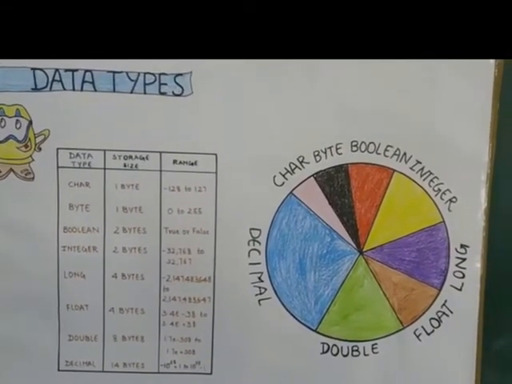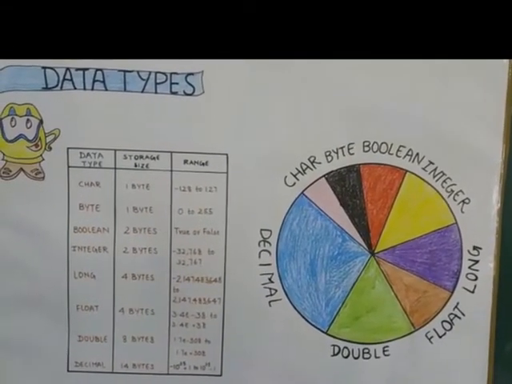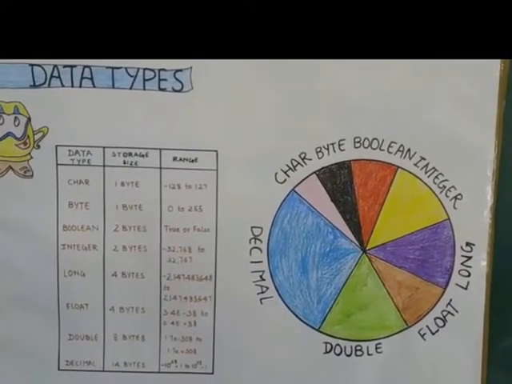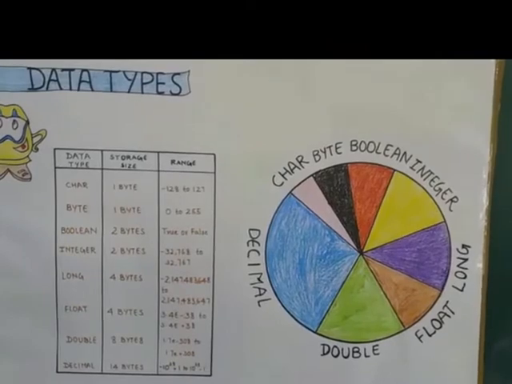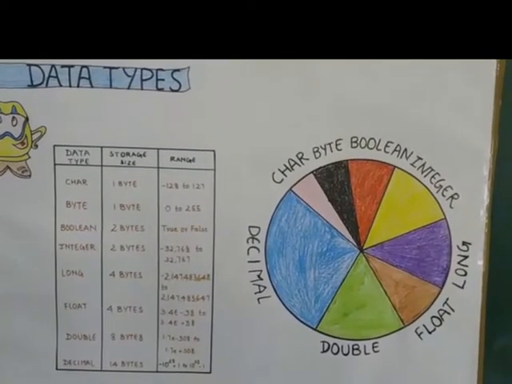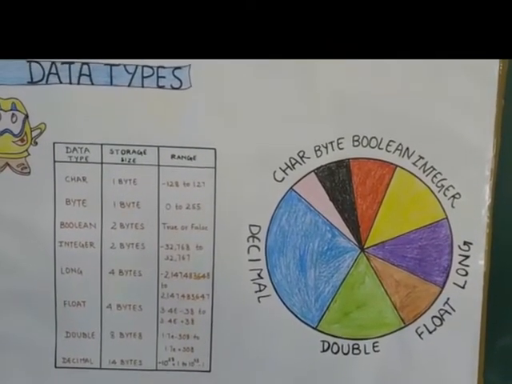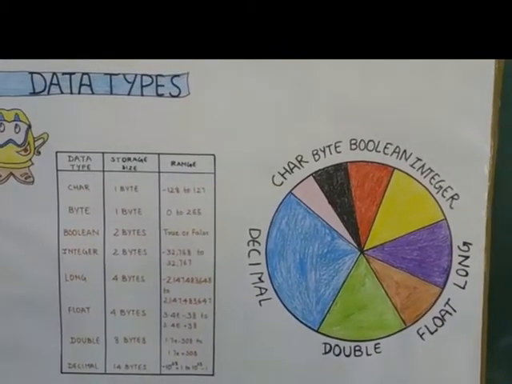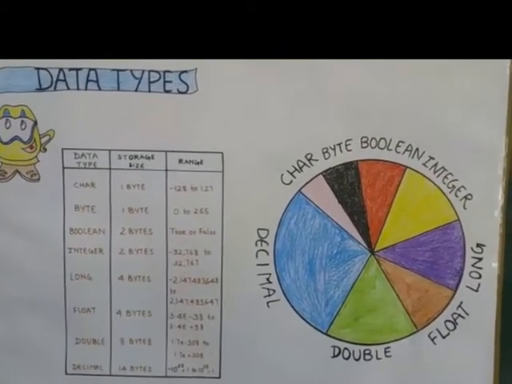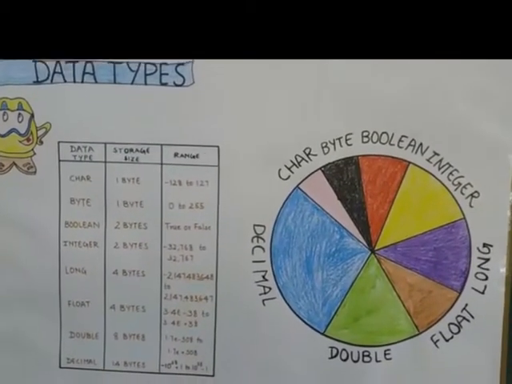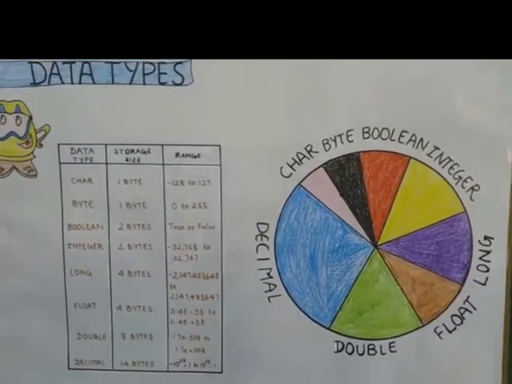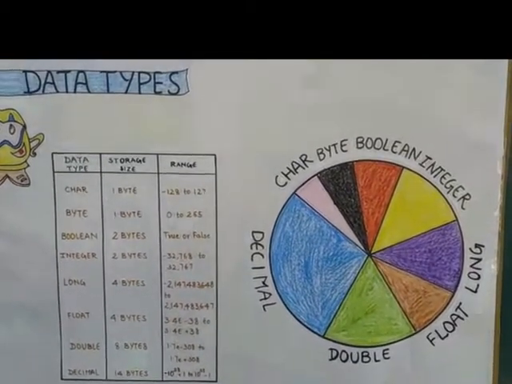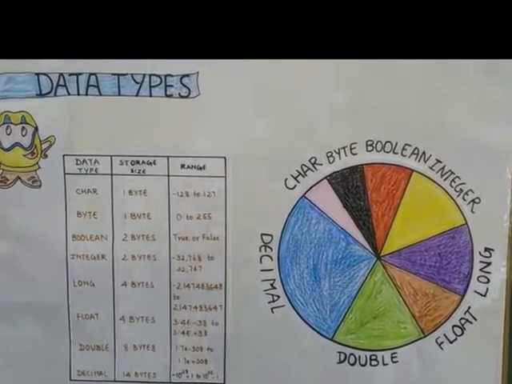Long is 4 bytes and then float is 4 bytes. Then the value ranges from 3.4e minus 38 to 3.4e plus 38. And the double occupies a bit larger space, it occupies the largest size, that is 8 bytes. It ranges from 1.7e minus 308 to 1.7e plus 308. And the decimal occupies 14 bytes. And the range of values is from minus 10 power 38 plus 1 to 10 power 38 minus 1.